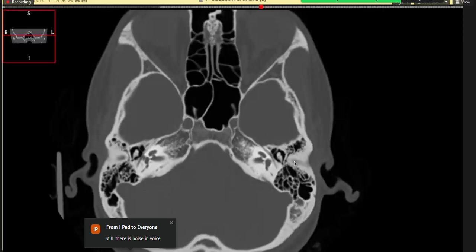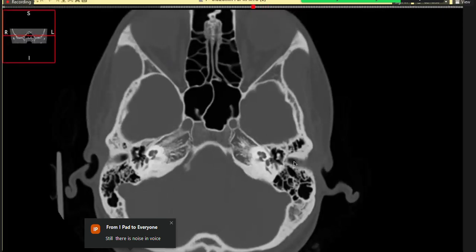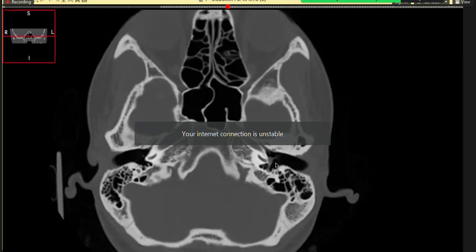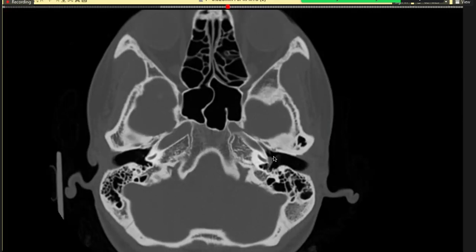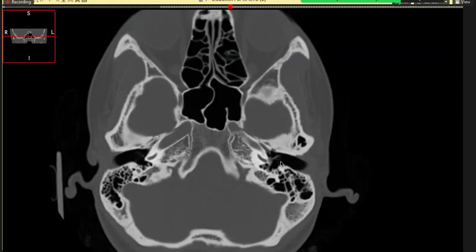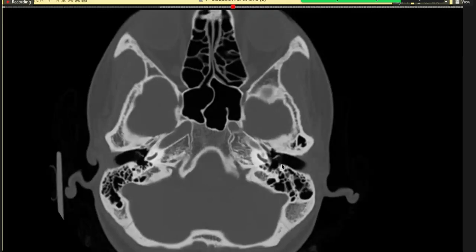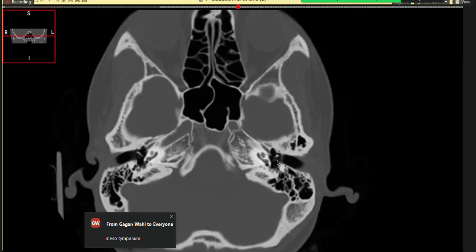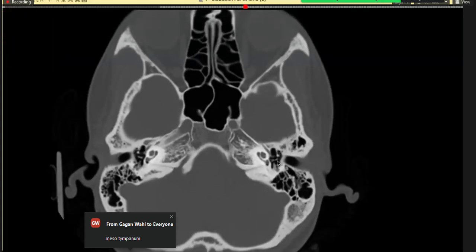Okay. Now I'm going inferiorly. Here you can see the arrow at the external auditory canal. So sir, which part of the middle ear is this where I'm pointing out? Black space. Sir, this is the inferior part, the hypotympanum. Where is the mesotympanum? Just below this middle, where we are right now.